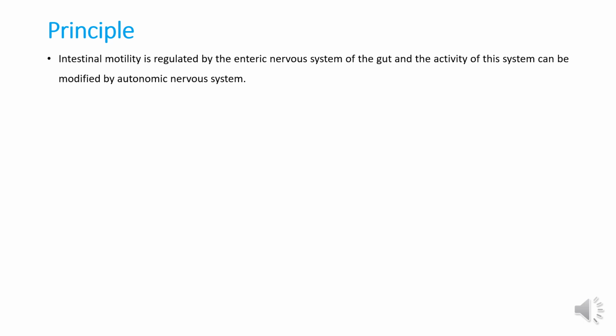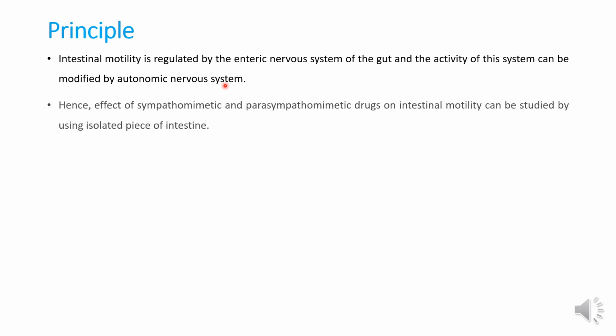Intestinal motility is regulated by the enteric nervous system of the gut, and the activity of this system can be modified by the autonomic nervous system. Hence, the effect of sympathomimetic and parasympathomimetic drugs on intestinal motility can be studied using an isolated piece of intestine.